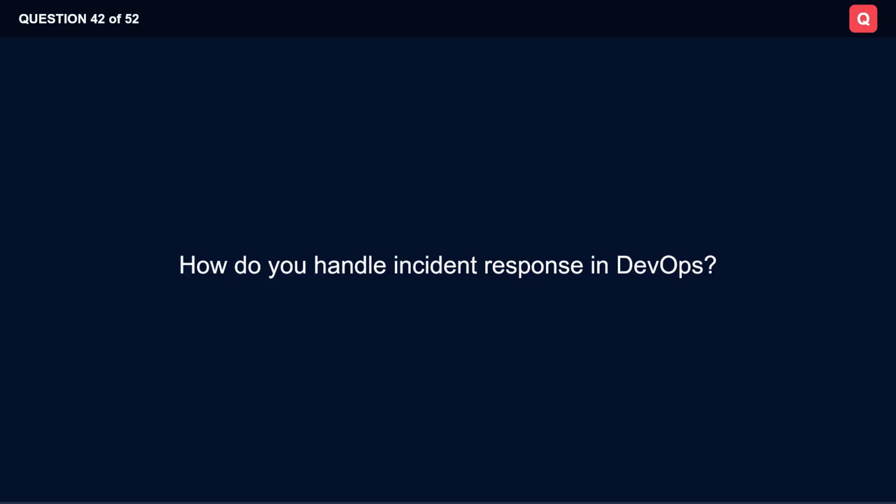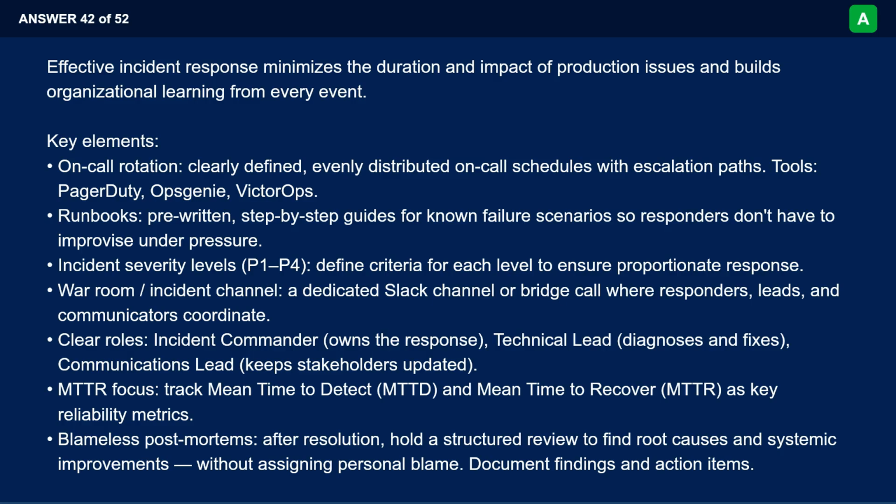How do you handle incident response in DevOps? Effective incident response minimizes the duration and impact of production issues and builds organizational learning from every event. Key elements: on-call rotation, clearly defined, evenly distributed on-call schedules with escalation paths. Tools: PagerDuty, OpsGenie, VictorOps. Runbooks, pre-written, step-by-step guides for known failure scenarios so responders don't have to improvise under pressure.